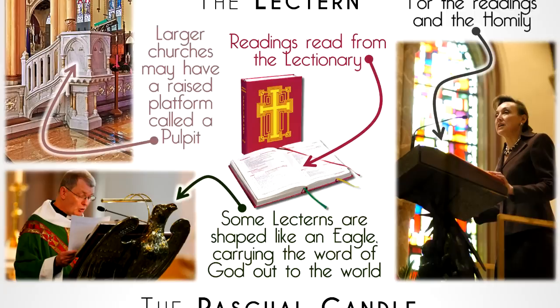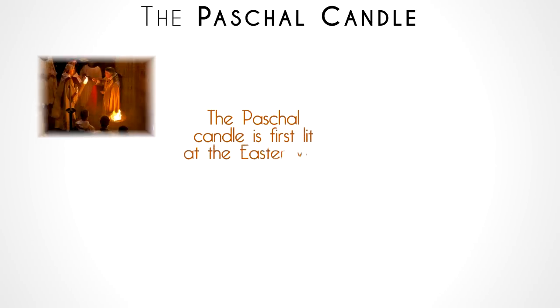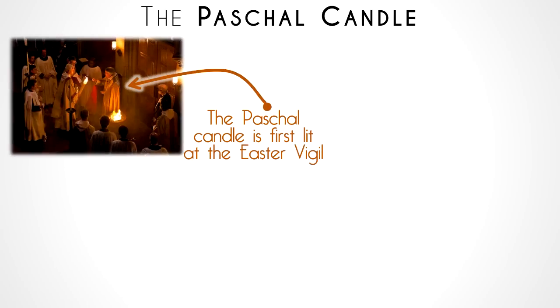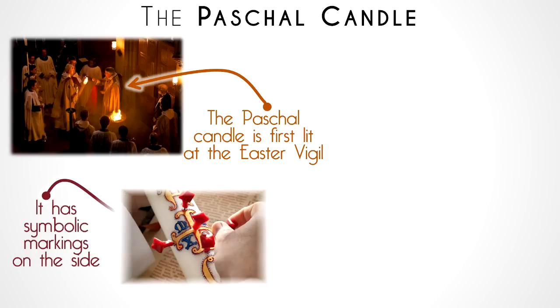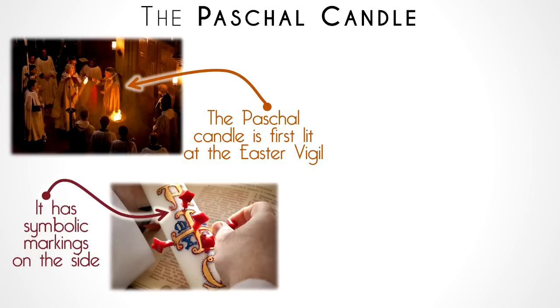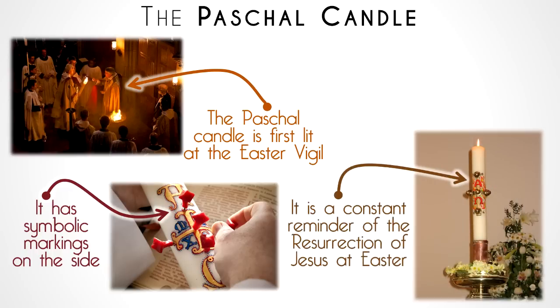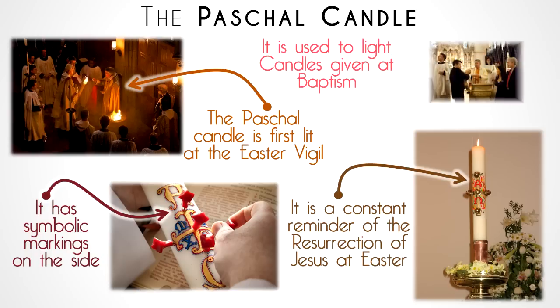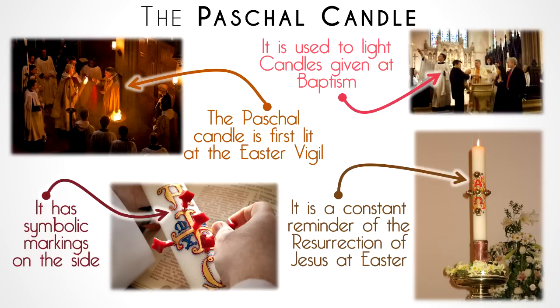Also on the sanctuary you will find the Paschal candle. This candle, which is first lit at the Easter Vigil, is replaced each year. They have a number of symbolic markings on the side linking to Easter, as well as the current year. This candle represents the resurrection of Jesus and stands as a permanent reminder of Easter throughout the year. This candle is used to light the candles given to children at baptism.